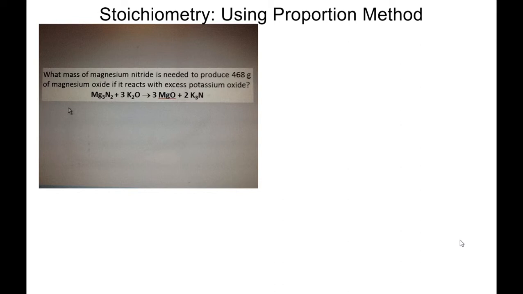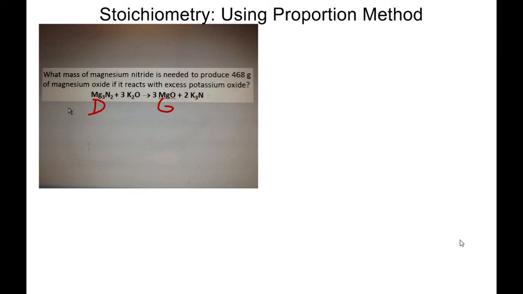Magnesium nitride would be a chemical that has both magnesium and nitrogen in it. Therefore, our desired chemical would be identified with the symbols Mg3N2, while the given quantity, 468 grams of magnesium oxide, would be represented by the chemical symbols MgO. Now that we've identified both the given and the desired chemicals, let's begin to set up this stoichiometry problem using the proportion method.